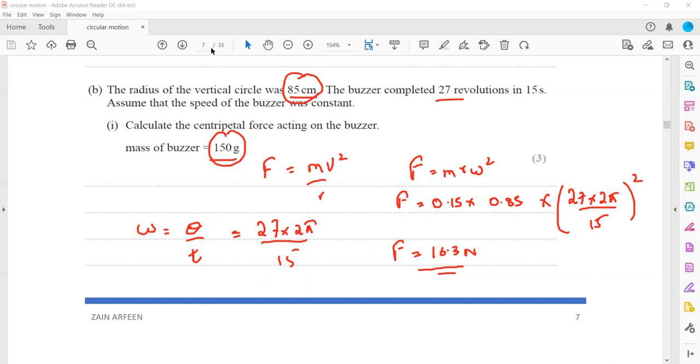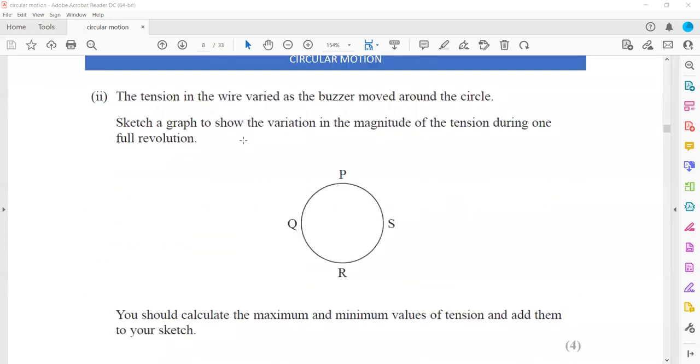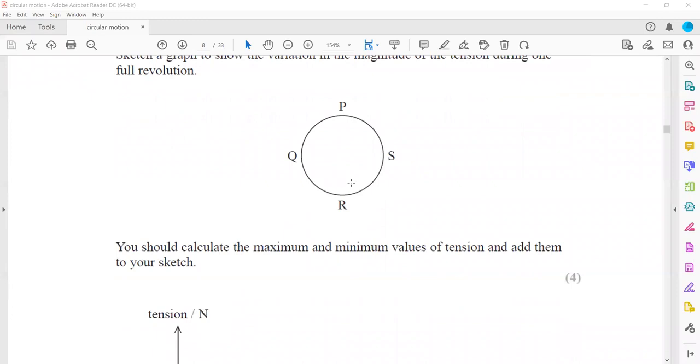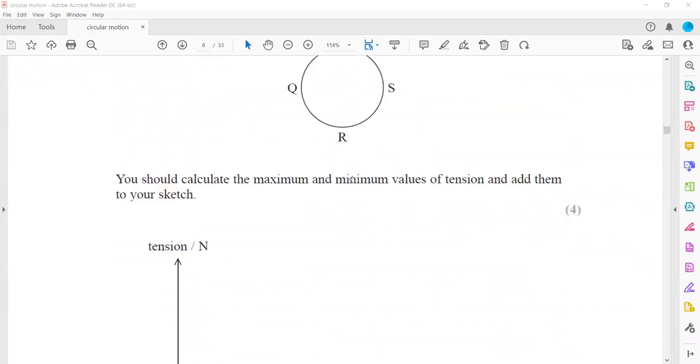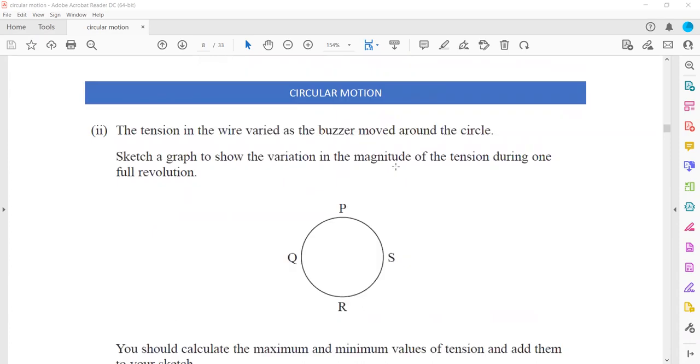The next part: the tension in the wire is changing as the buzzer is moving around. Sketch the graph to show the variation in the magnitude of the tension during one revolution. One complete revolution is there, and your sketch should show the maximum and the minimum values of the tension, and add them in your sketch.